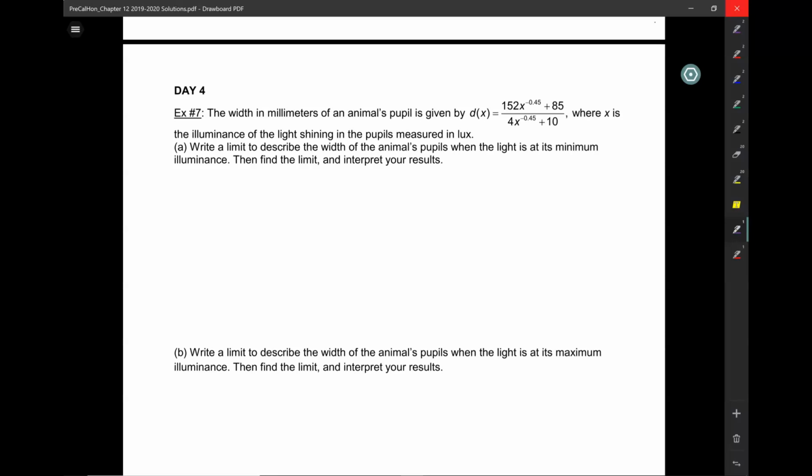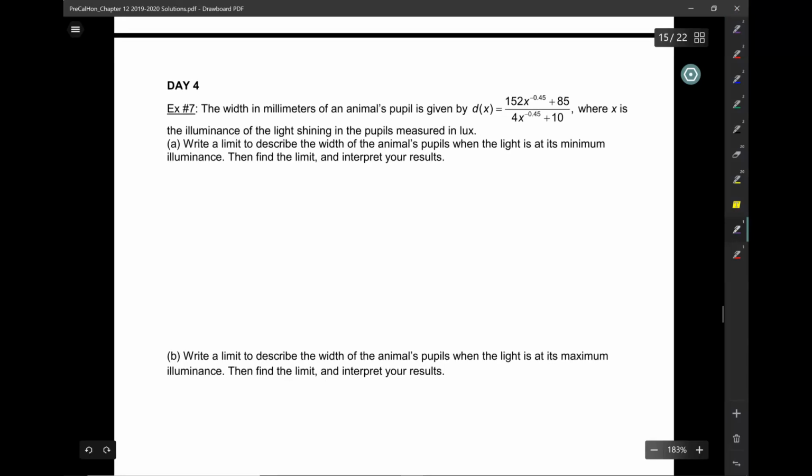All right, so we all know that your pupils will dilate or contract depending on how much light there is in the surrounding. Like in the morning, when it's bright, your pupils will contract in order to not let in too much light. But when it's dark, your pupils will dilate in order to let in a little bit more. So that's what's happening here. The width of the animal's pupil is changing based on how much light is shining in the pupils.